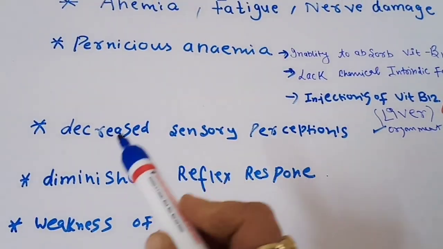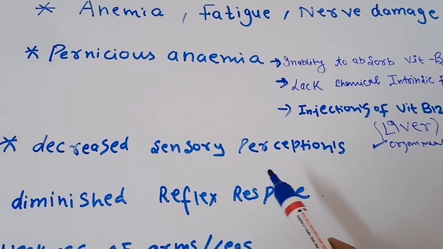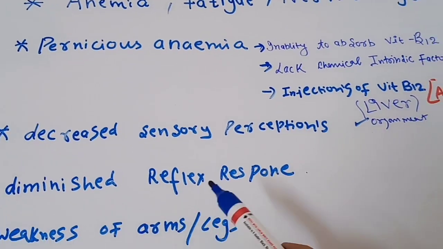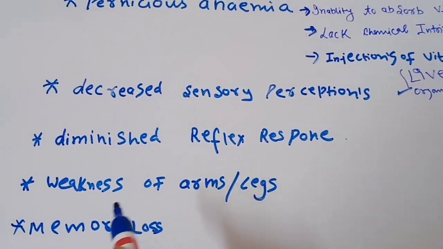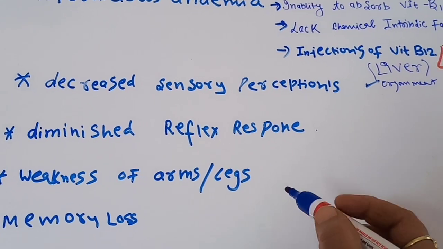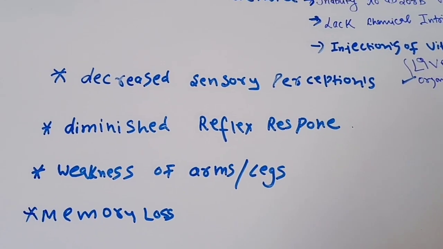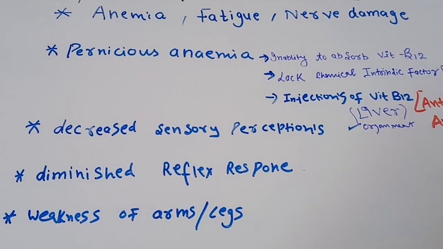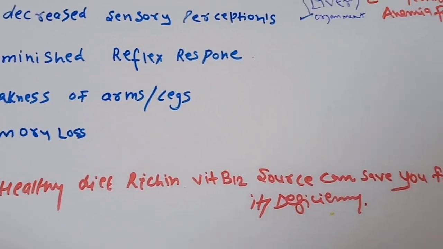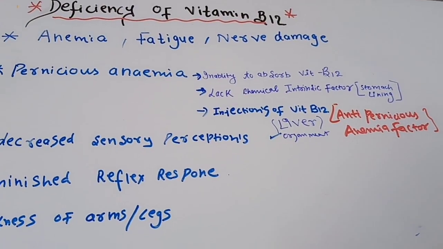Next, the deficiency of vitamin B12 causes decreased sensory perception and diminished reflex response, meaning you cannot give a quick response. It also causes weakness of the arms or legs, a feeling of some weakness in the hands and feet, and memory loss. Short-term memory loss can also be caused by the deficiency of vitamin B12. So we should take a healthy diet rich in vitamin B12 sources, so that we do not have a deficiency of vitamin B12.